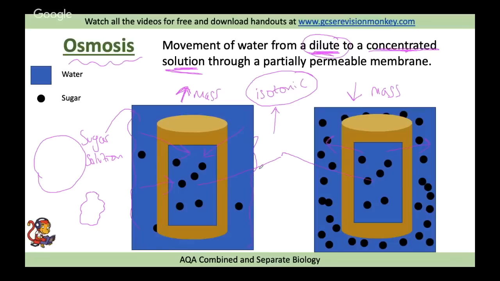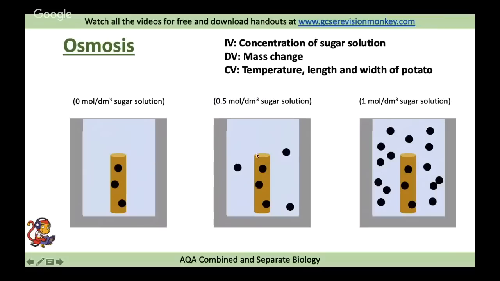So what results would we get from this practical then? Well, we put our vegetables in different sugar solutions, like so. We'd want to try and cut them so that they were similar lengths and widths. Okay, that's going to be a control variable.